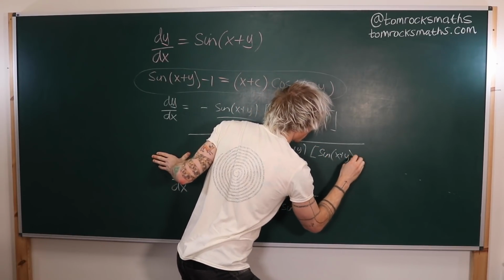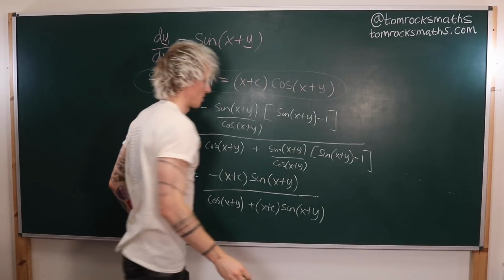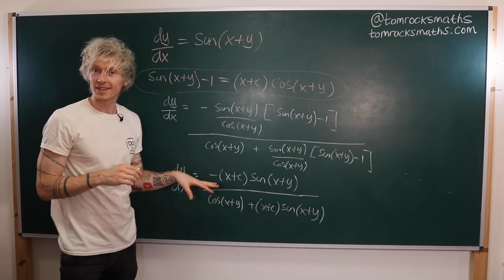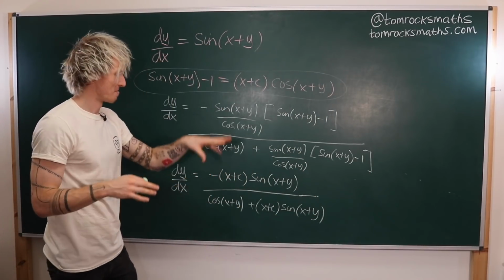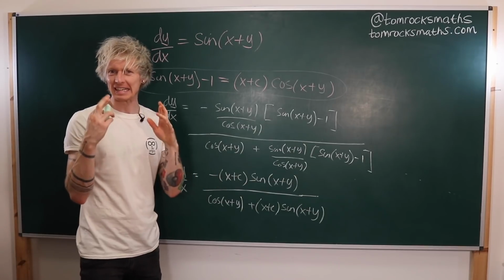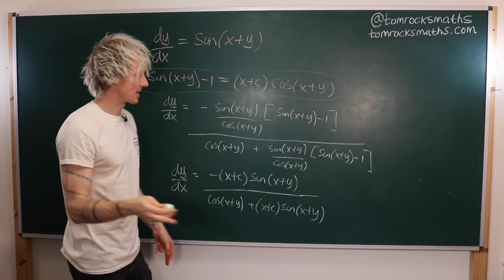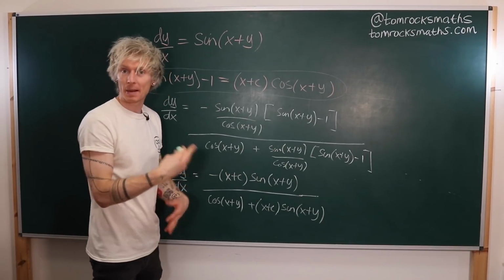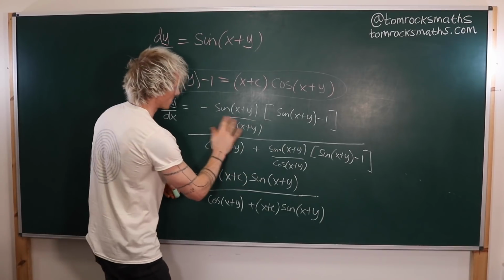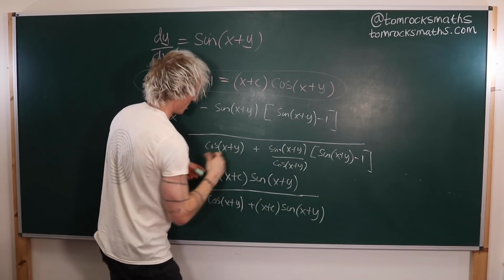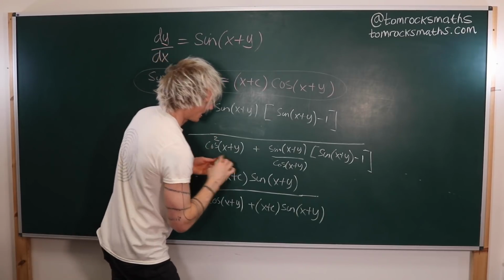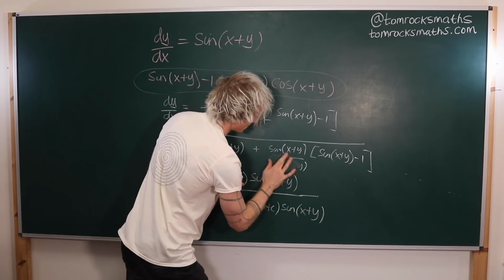Now again, this might not look simpler, it probably looks more complicated, but I can already see what's going to happen, and I think this is going to work. Because what we can do now is multiply the top and the bottom by the cos term. So we lose the cos term here, this becomes a cos squared, and then this term disappears.